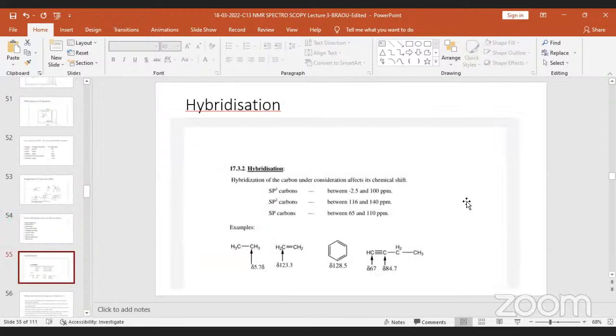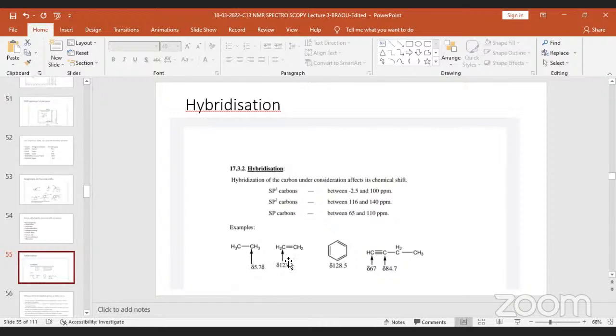So hybridization, how does it affect? You have three types of hybridization in carbon: sp3, sp2, and sp. sp3 hybridized carbons generally fall in this range in the spectrum. sp2 carbons fall between 116 and 140; ethylene, benzene, all these carbons will be observed in this range. sp carbons will be observed at 65 to 110, and this is due to the anisotropic effect of the triple bond. See, examples I have given you. Ethane is 5.7 ppm. Here the delta value is shown twice; it's a printing mistake. It's 5.7.